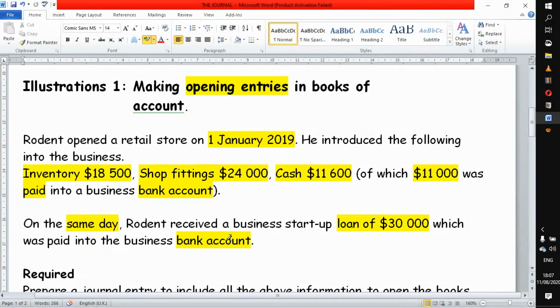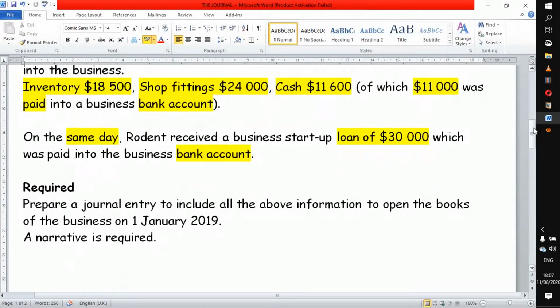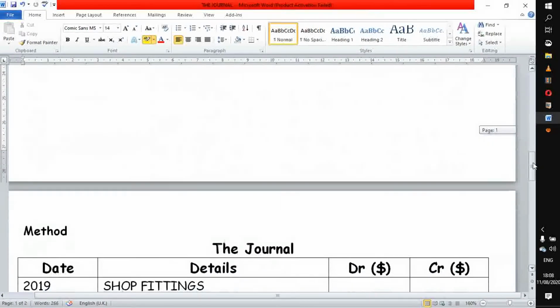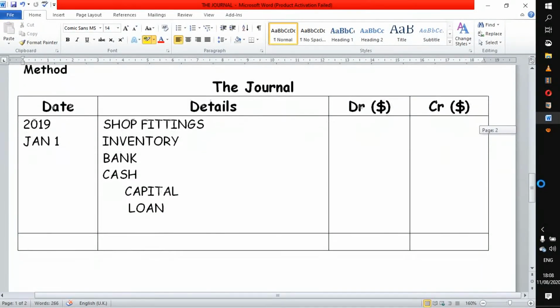So it's a lot of transactions that took place on that particular day, but we just want to demonstrate how to record them in one journal at the same time. Required: prepare a journal entry to include all the above information to open the books of the business on 1 January 2019. A narration is required. So we are going to do two things here. We'll do the journal entries and then we'll do the narration. Let's use the space below here.